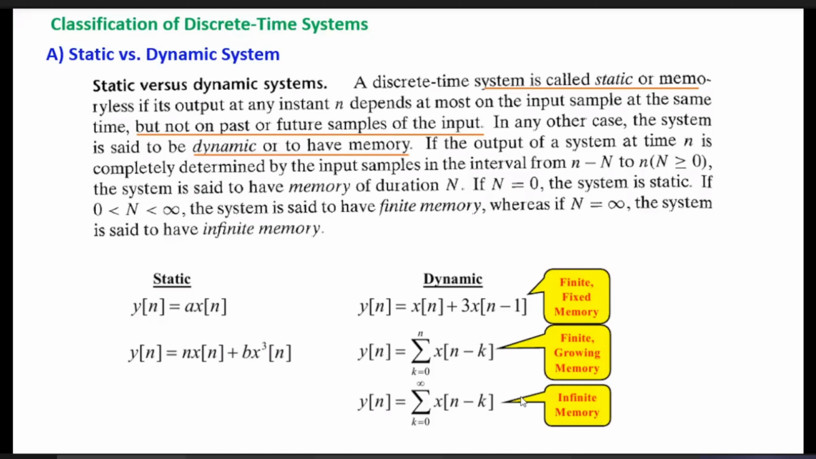That means the output does not depend on n plus 1 future values. Okay? n plus 1 or n plus 2 means future values. So it is not a dynamic system. The output of a dynamic system is not dependent on future values of input. It is only dependent on past and present values of input.